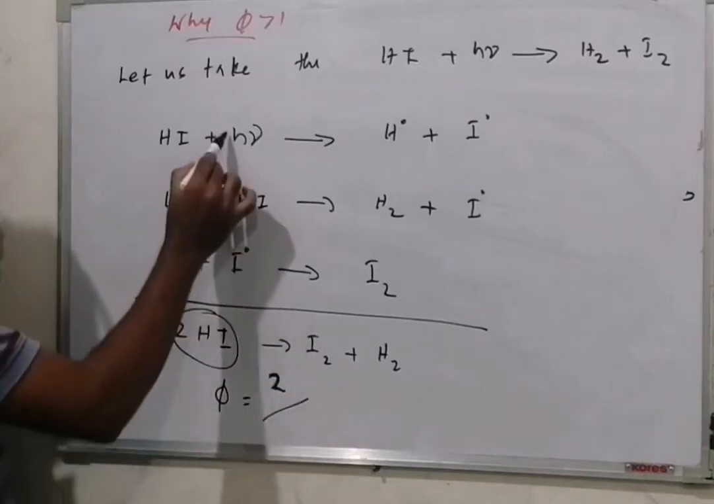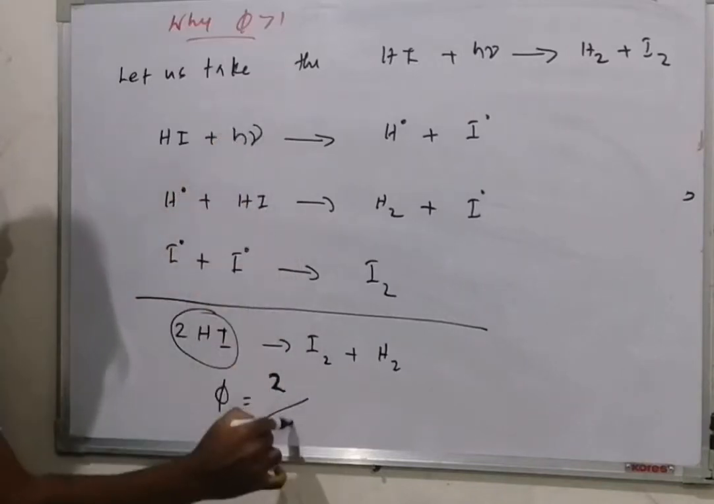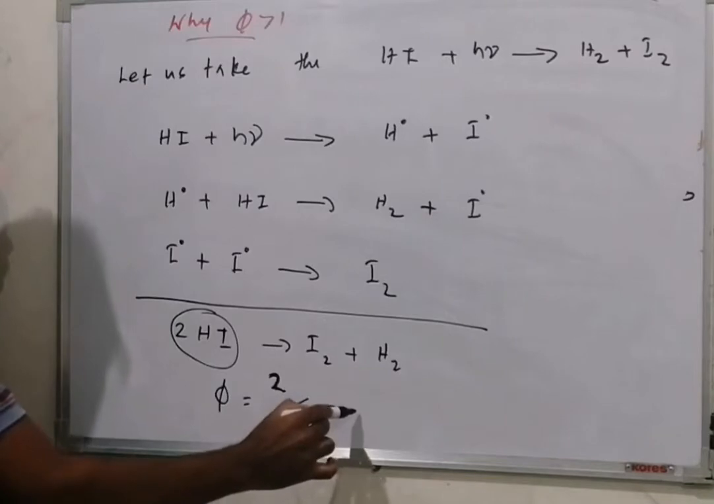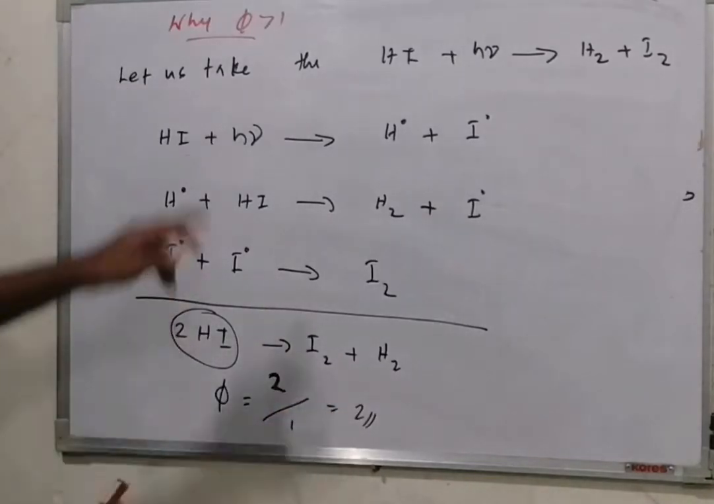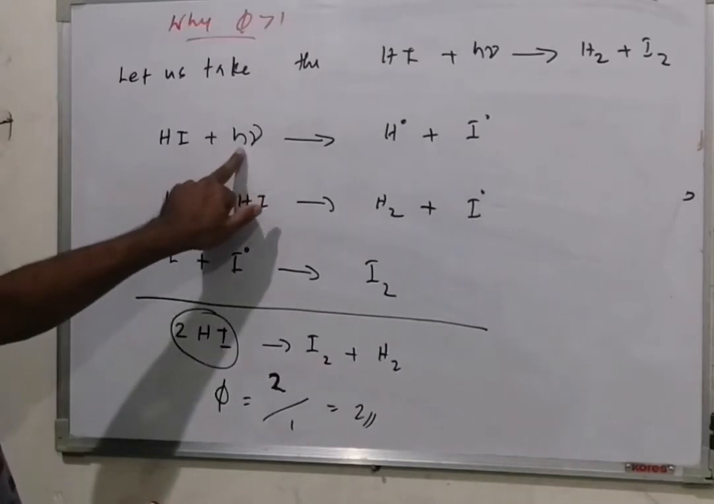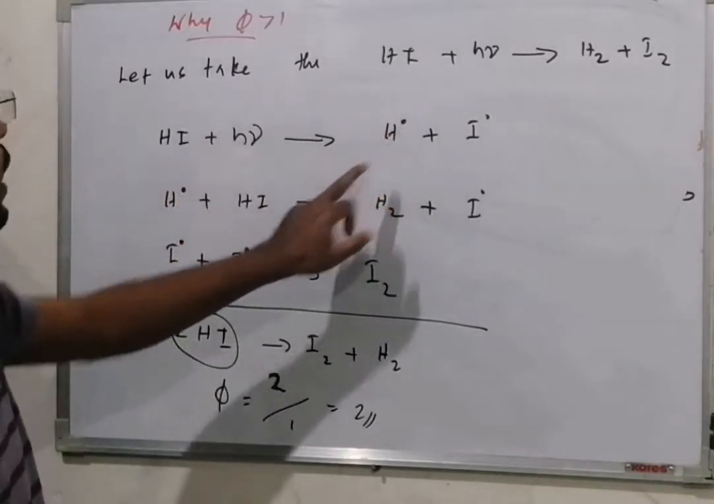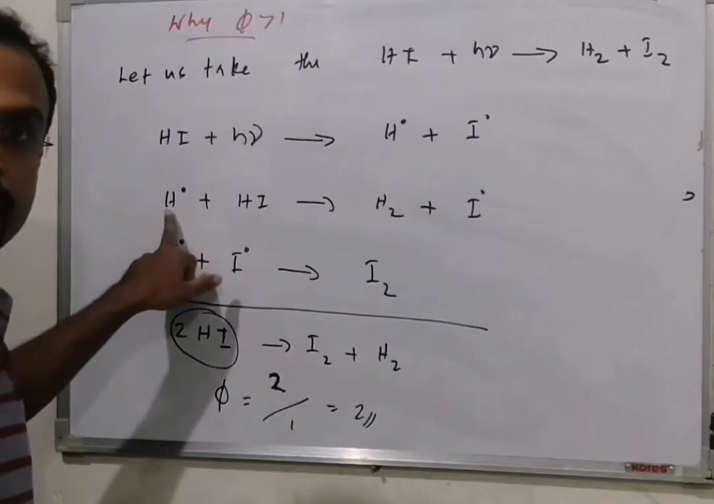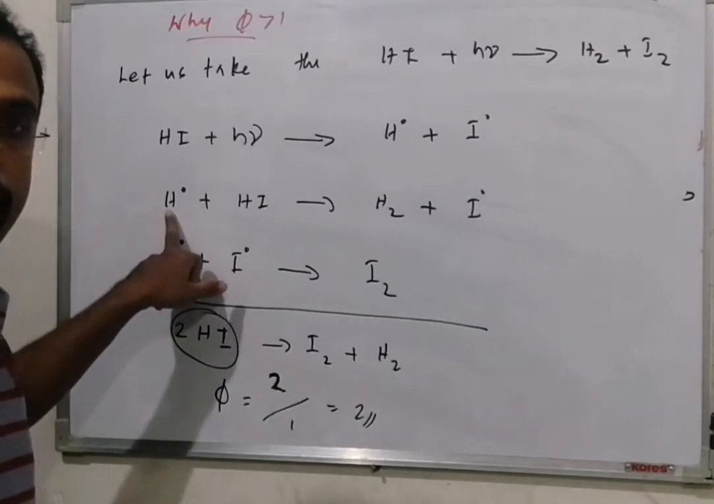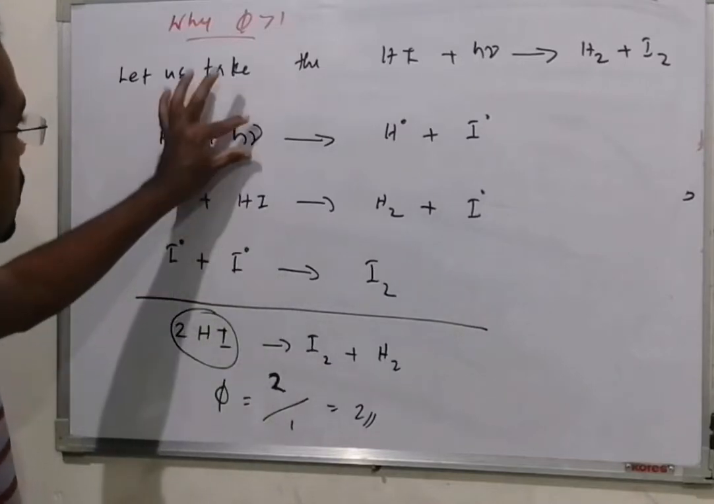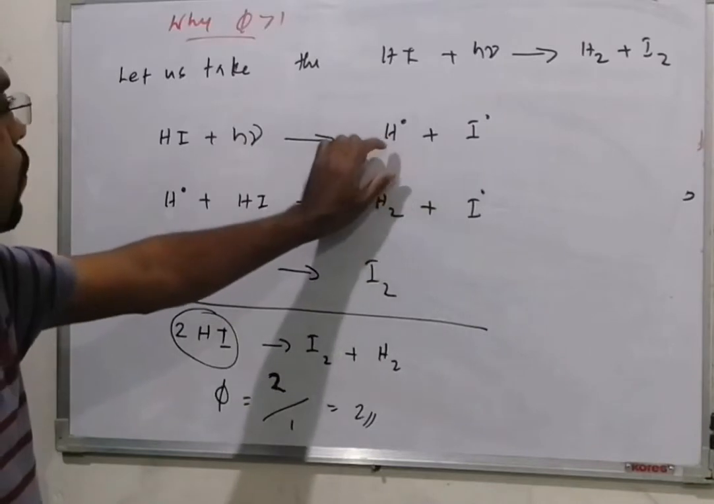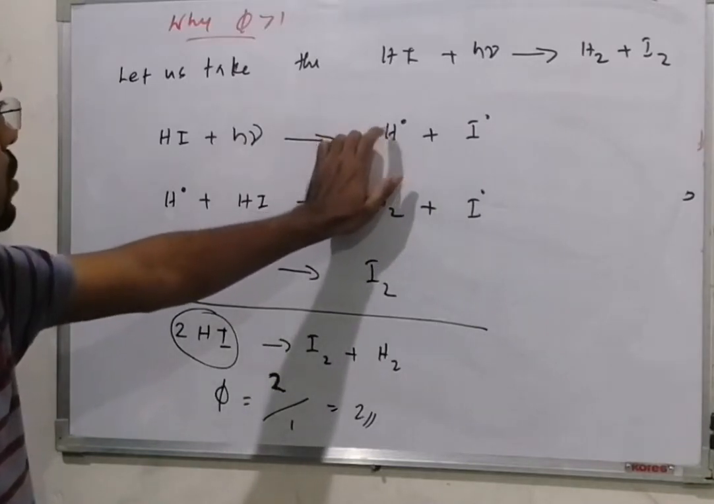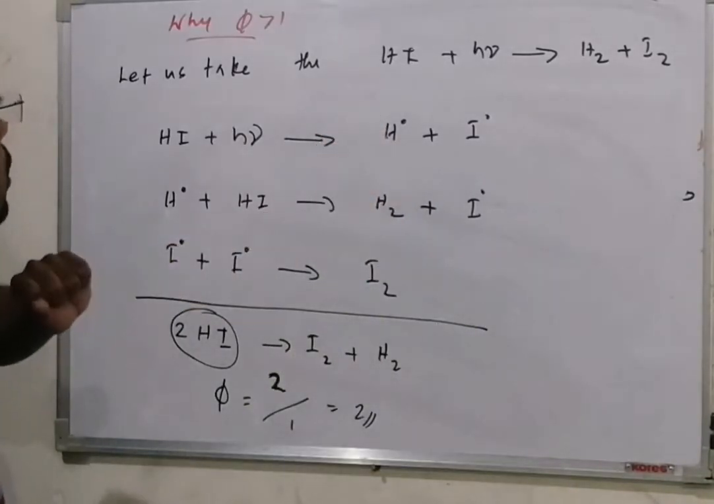But how many photons are absorbed? One. Therefore, quantum yield is 2. This is because not only the photon, but also one of the reactants initiated the reaction. Not only does this photon get absorbed and the molecule break away, but one of the products also reacts.